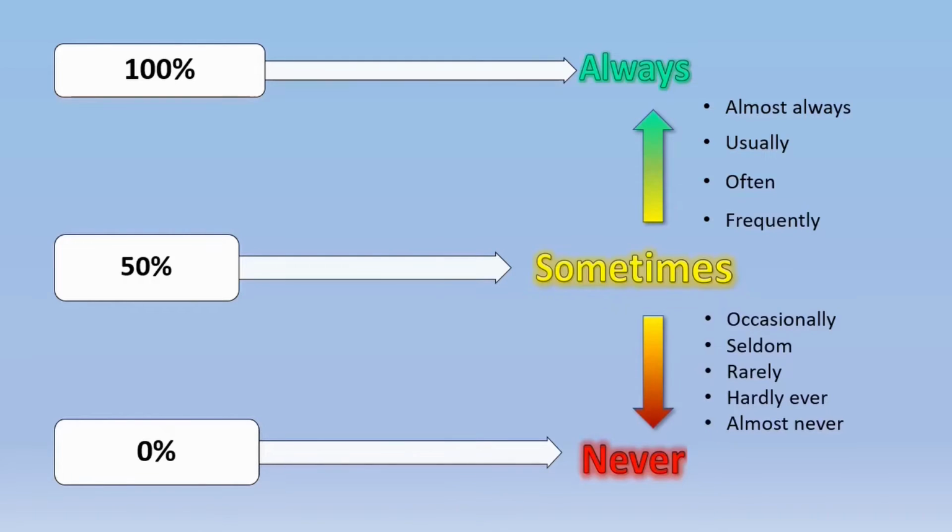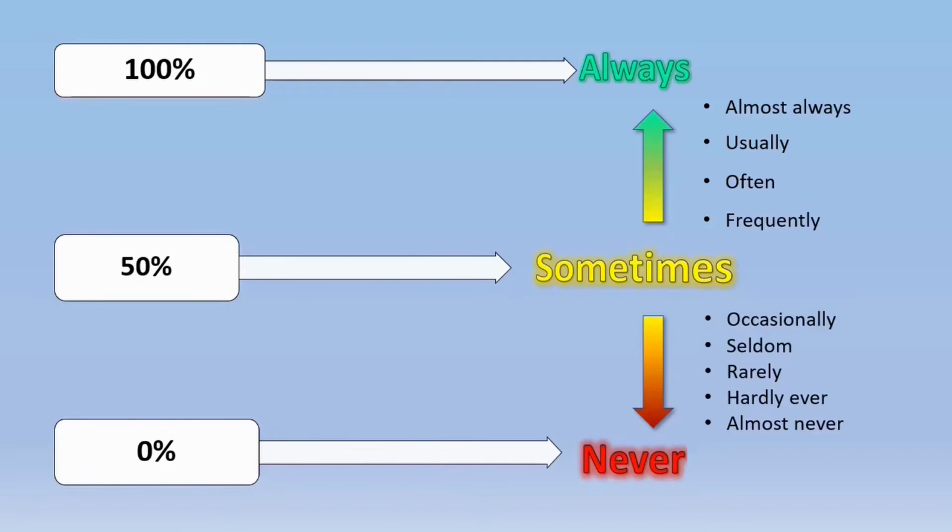Other words describe the frequency between sometimes and always, the range between 50% and 100% of the time. These words are frequently, often, usually, almost always.